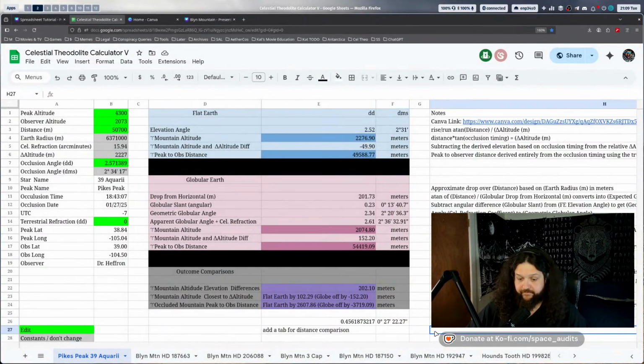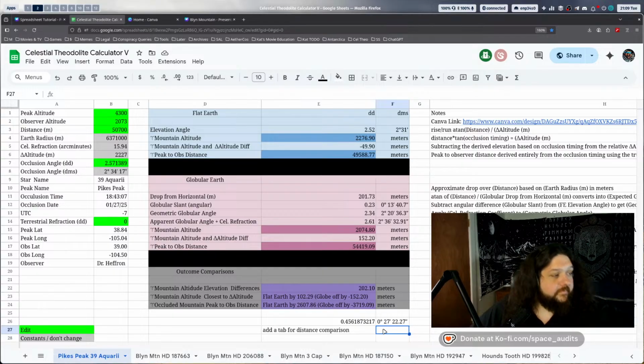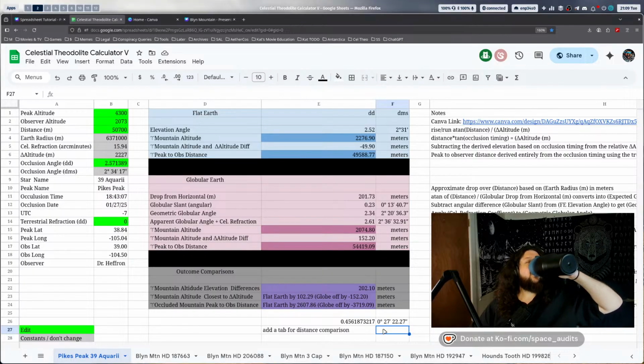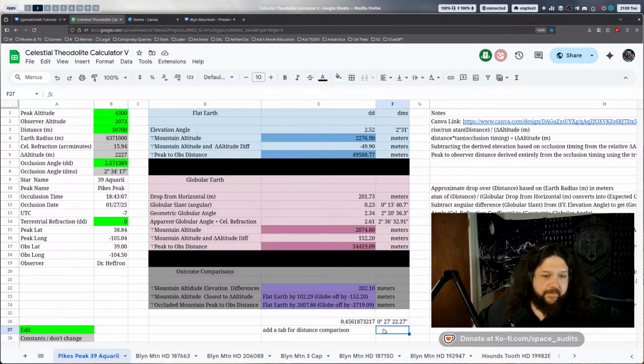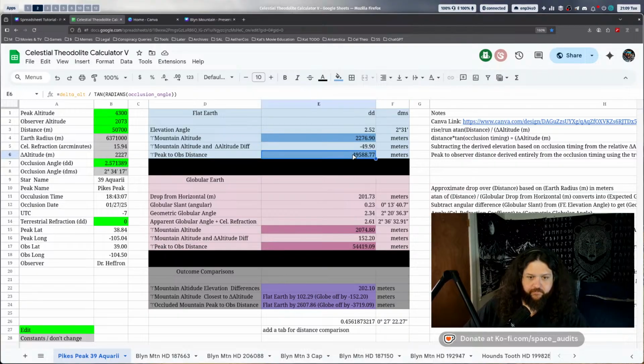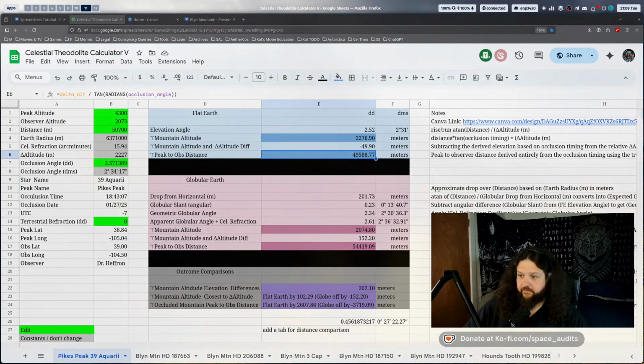So I noticed a lot of our globe Earth friends are having a problem with the globe Earth peak to observer distance, and technically that's not being calculated the right way, and I'm not suggesting you change it, but instead of dividing by the tangent of B7, if you divide by the tangent of E13, then it will come up with the correct distance, the same distance that we get for flat Earth. So eventually they're going to figure that out and they're going to confront you with that. So just be prepared for that when it happens.